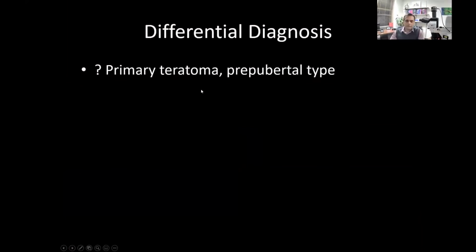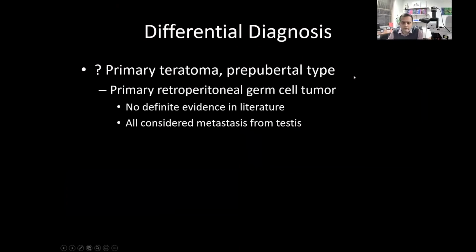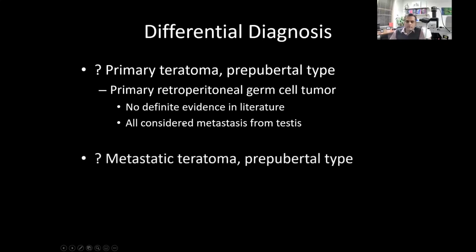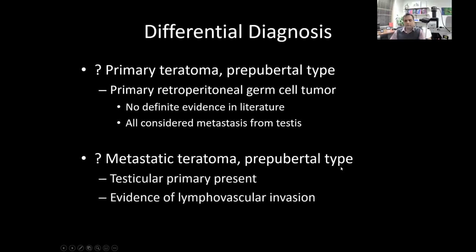This is very unusual because the current concept, current thinking is primary retroperitoneal germ cell tumors do not exist. There is no definitive evidence in literature that this location, the retroperitoneum, unlike the mediastinum and the pineal gland, is a primary location for a germ cell tumor. All of these are considered as metastasis from the testis, right? So this cannot be a primary teratoma. So then the only option that we have left, this is a metastatic teratoma of the prepubertal type.